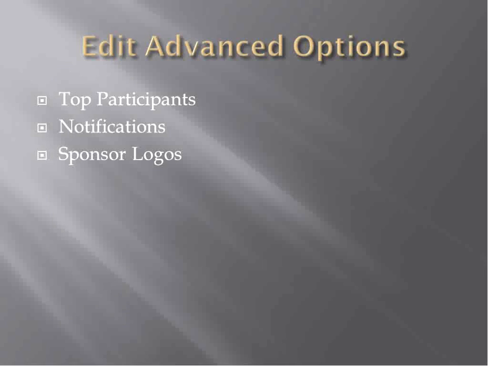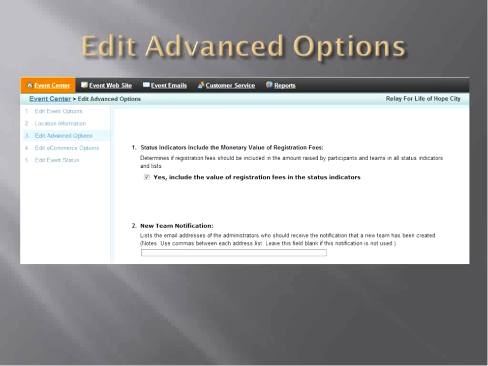The Advanced Options section allows an online admin to specify how top participants are displayed, event notification, and upload local sponsor logos. Let's dive in and take a look. The first option is to include the monetary value of the registration fees in the status indicators. If this is selected, the participant's registration fee will show as a donation in their status indicator thermometer. This is a best practice across all programs, so it is suggested you leave this box checked as is.